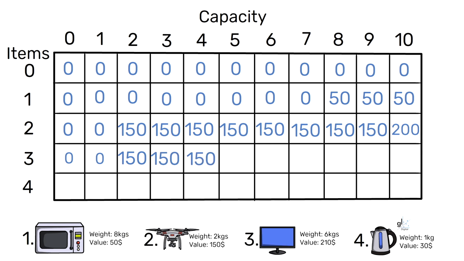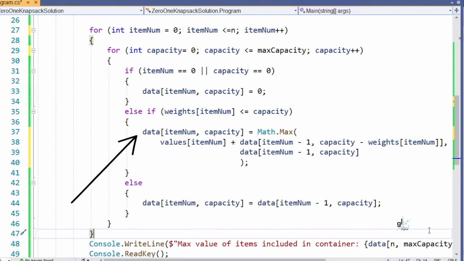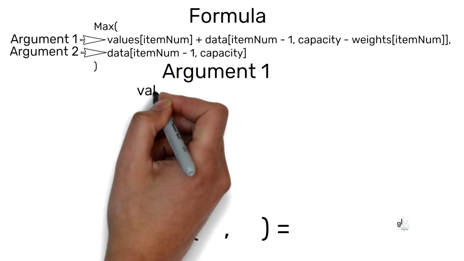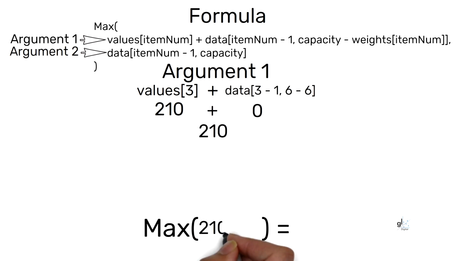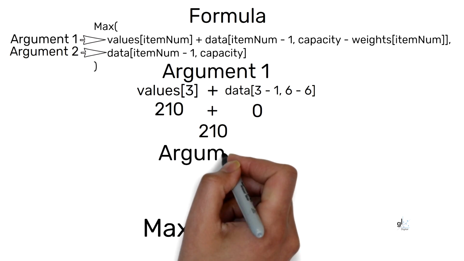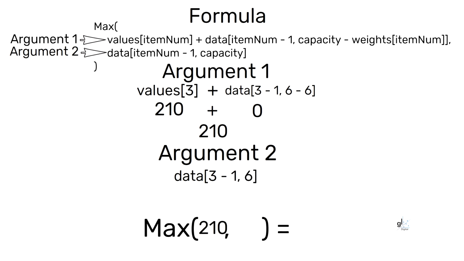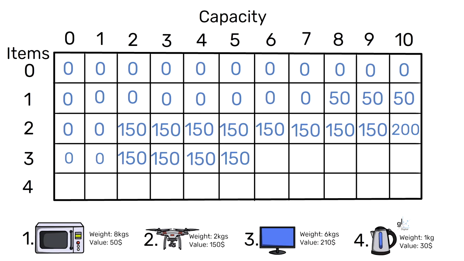At this point, the weight of the considered item is the same as the value of the capacity variable, so the code in the else if block is executed. So let's plug in the relevant values into the formula. The first argument passed into the max method will be the value of the monitor, 210, plus 0, which gives us a value of 210. The second argument passed into the max method will be a value of 150, the value of the drone. 210 is obviously greater than 150, so 210 will be stored at the appropriate position in the data array here.